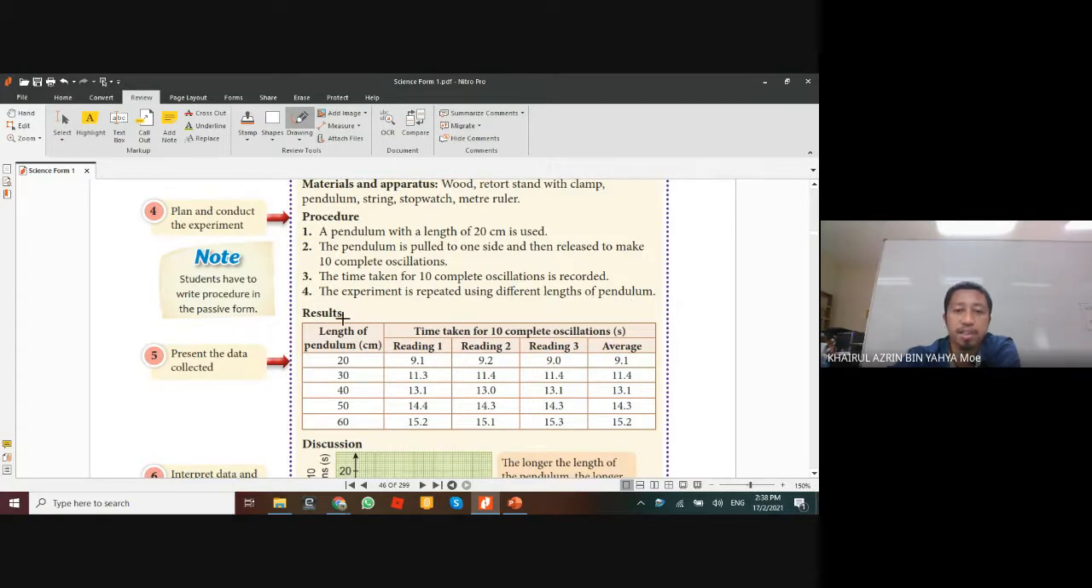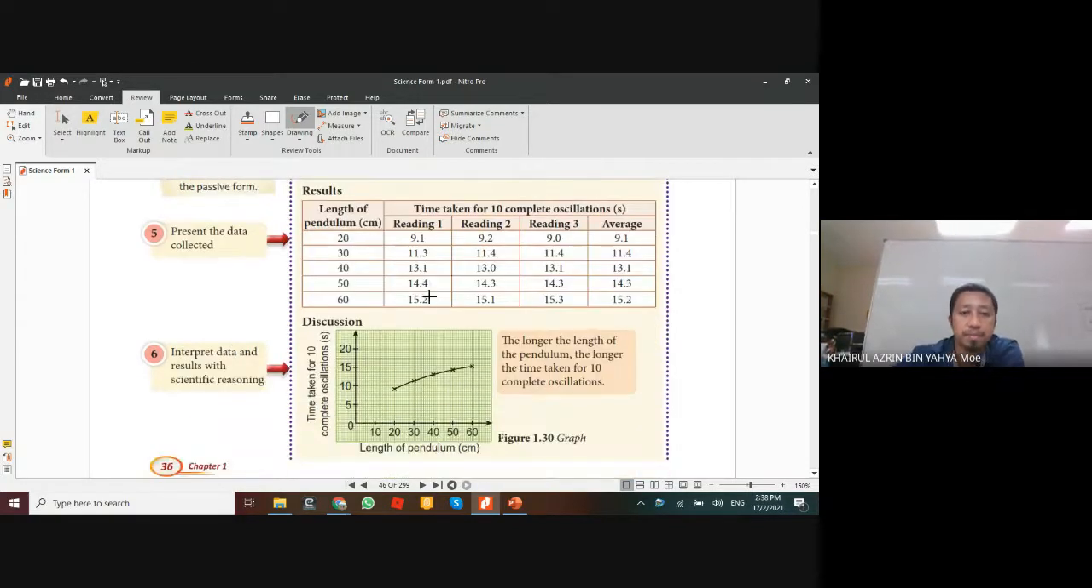Okay, so these are the results. For 20 cm, the average reading is 9.1. We make it longer, 30 cm, lagi panjang, longer. The average time will be 11.4. So lagi panjang, lagi lama. For a 40 cm length of pendulum, the average time taken is 13.1. 50 becomes 14.3, 60 becomes 15.2 seconds.